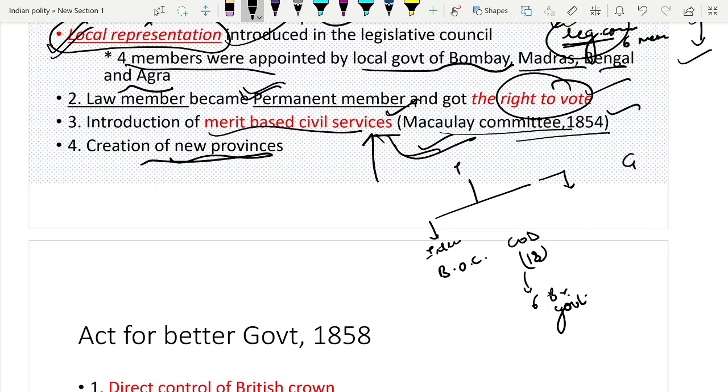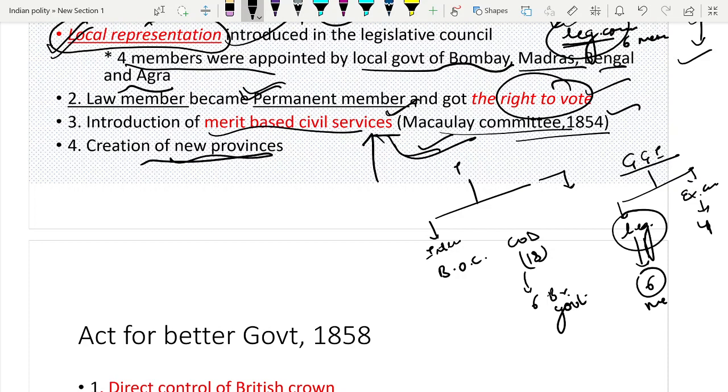When it comes to the Governor General of India, he now has 2 councils. One was the executive council and one was the legislative council. So the executive council had 4 members, while the legislative council had 6 members, and this legislative council will be known as the Indian Legislative Council, that is ILC. So this was the structure after this act of 1853.